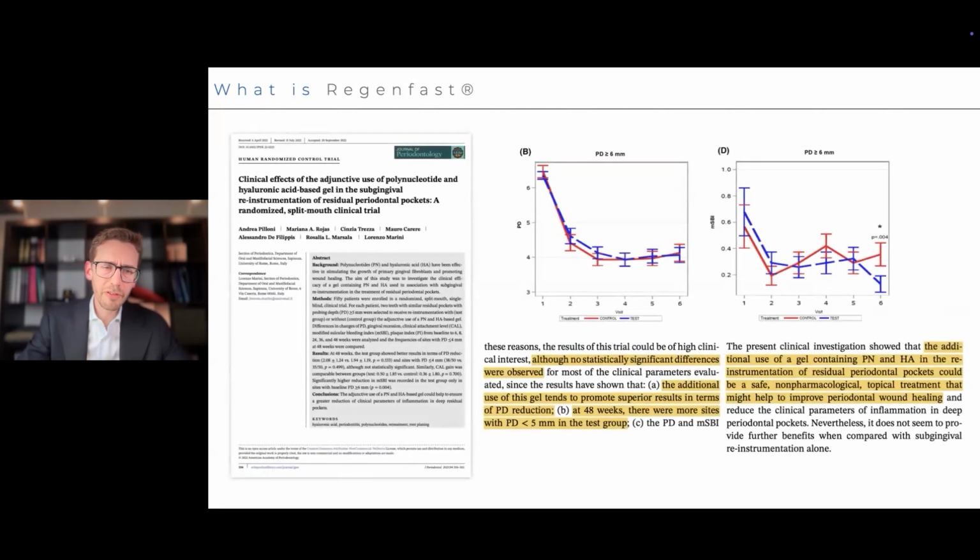First of all, we have a very interesting randomized controlled clinical trial by Professor Pilloni from the University of Rome, showing that when we apply this gel in a non-surgical environment, so in an open pocket, the effectiveness is not there. Fundamentally, we do not see statistically significant changes in terms of pocket reduction, most probably because the gel itself is disgorged out of the pocket in the absence of primary intention wound closure.